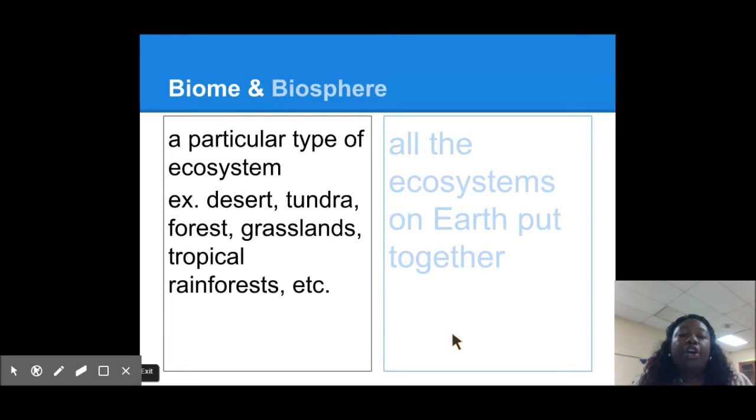A biome and a biosphere. A biome is a particular type of ecosystem. For example, deserts, the tundra, forests, grasslands, the tropical forest. So that's just to name a few. A biosphere is all of the ecosystems on Earth put together. So the desert, the tundra, the forest, the grasslands, all put together make up that biosphere.